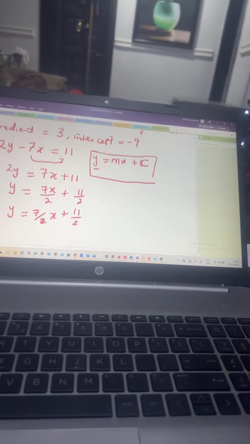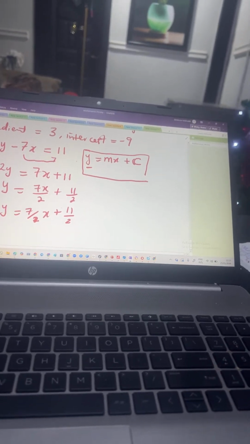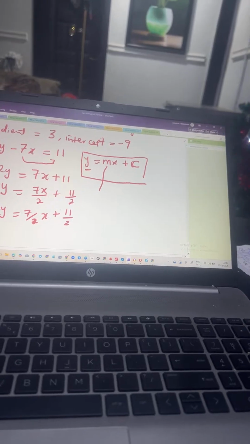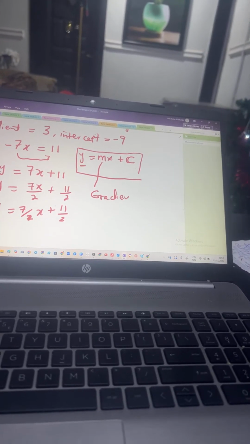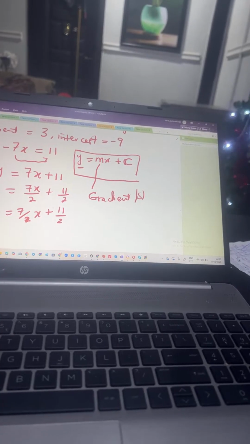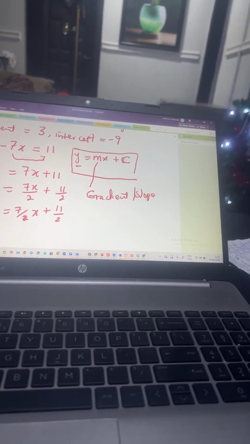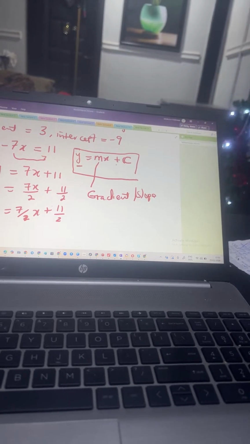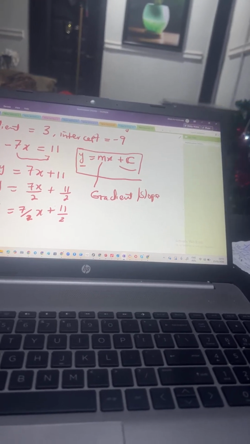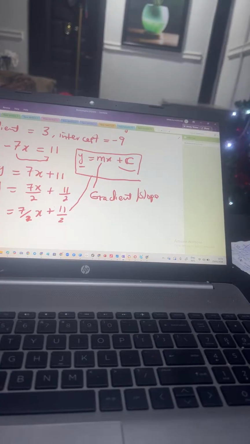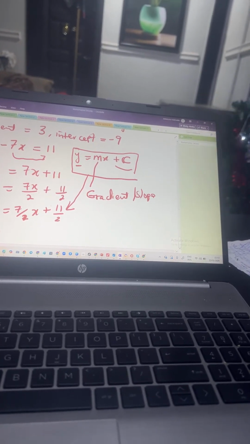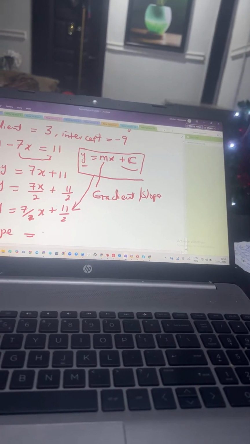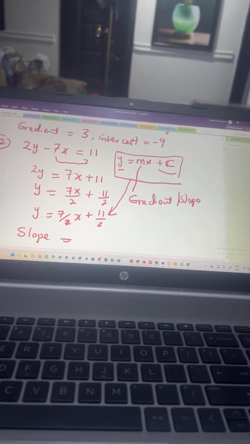So from here, we can compare the two together. This is our gradient. Another word for gradient is slope. And the y-intercept is this, remember? If you compare them with this now, we can say that the slope or the gradient is equal to what? What is the gradient from this equation that we got?